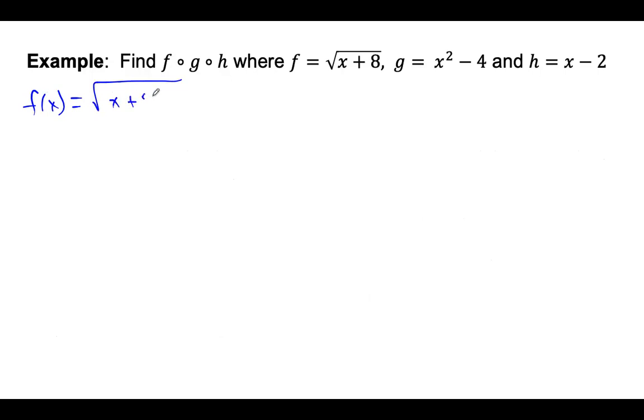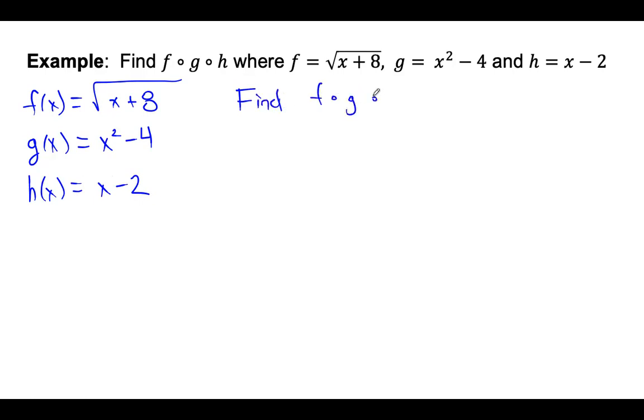So f of x is the square root of x plus 8, g of x is going to be x squared minus 4, and our h is going to be x minus 2. Okay. And we want to find the composition.